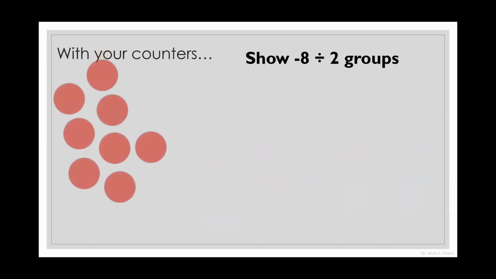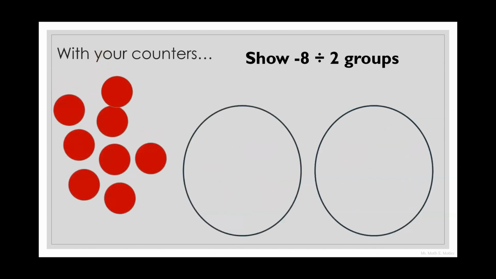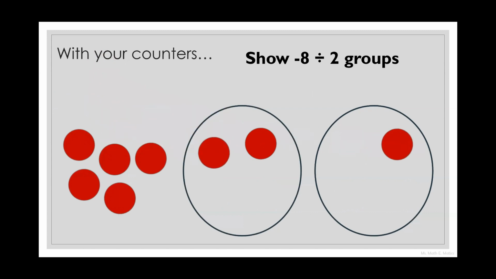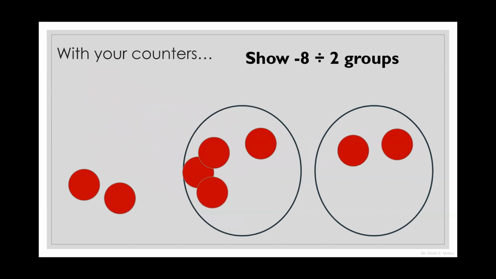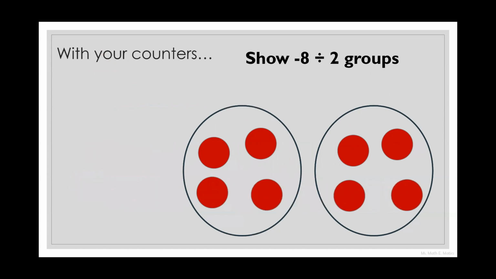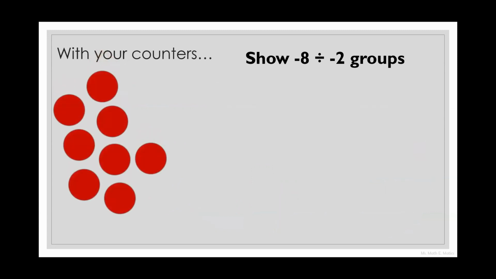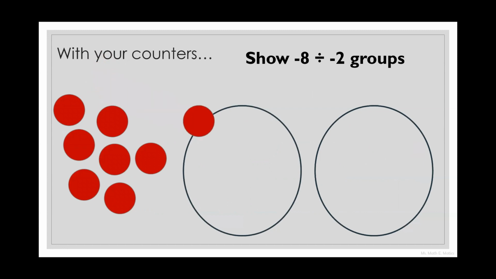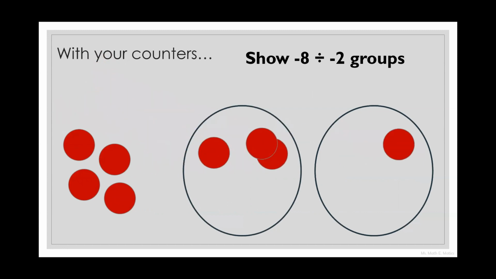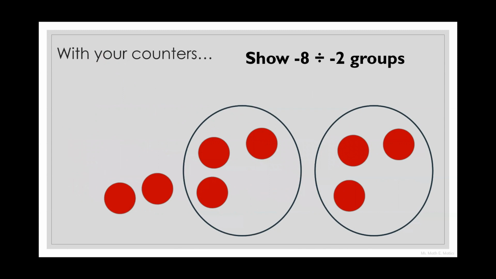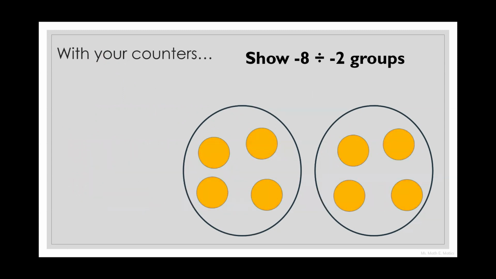How about -8 divided into two groups? How many is in each group? -4. -8 divided by -2 groups. So opposite two groups. So instead of keeping our negatives, we're going to change them into positive because they're opposite groups. How many in each group? +4. -8 divided by -2 is +4.